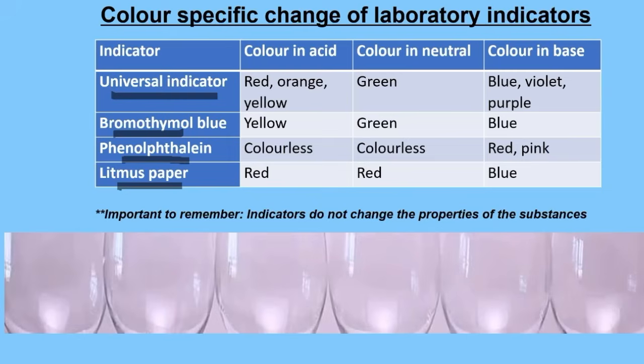Something important to remember when we speak about indicators: indicators that are used, like the ones we've mentioned, do not change the properties of the substances. They simply indicate to us whether a substance is an acid or base.